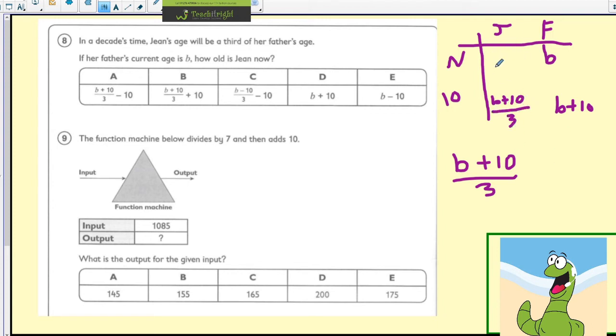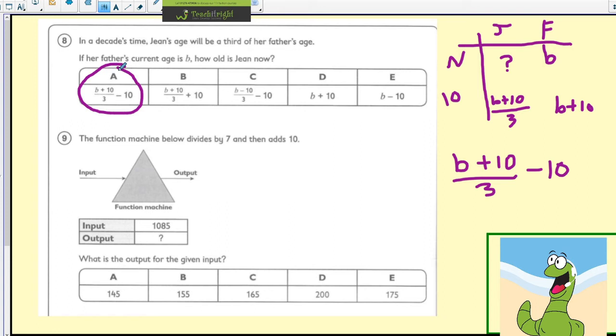So what will her age be now? Well, it's going to be this age minus 10, because to go from here to here is 10. So this age, in this missing bit here, will be B plus 10 divided by 3 minus 10. Oh, that's good. Well, now we can see which one that matches. So B plus 10 divided by 3 minus 10. Oh, so I think the answer is A.